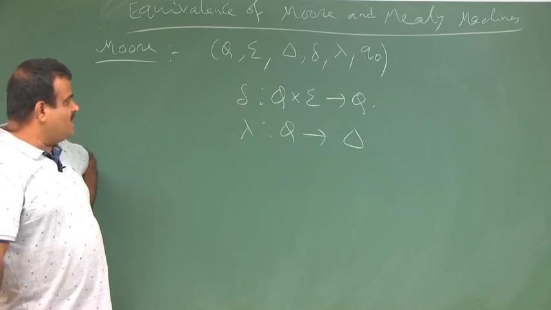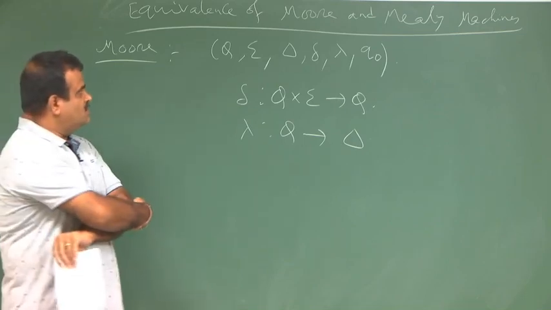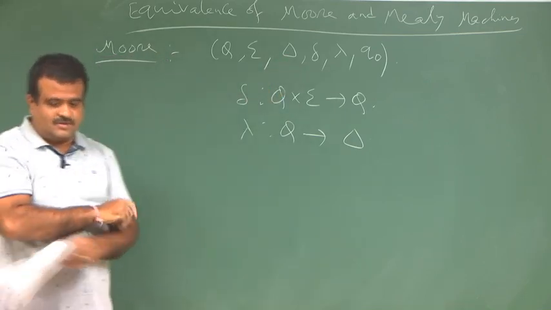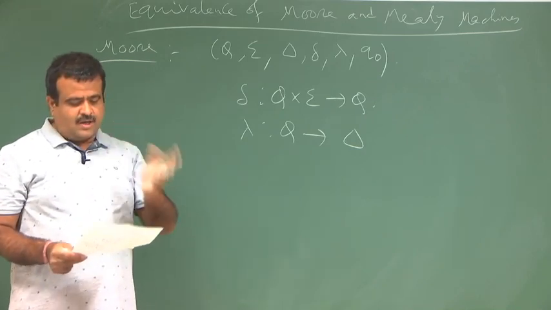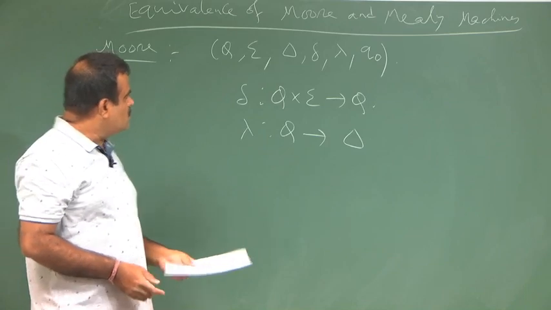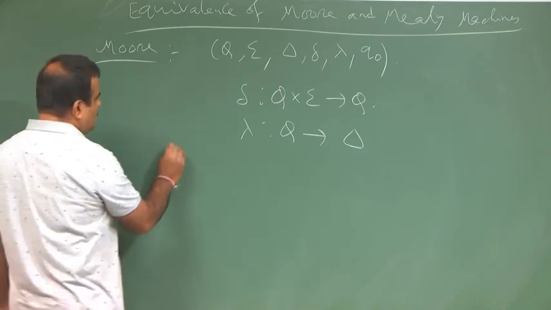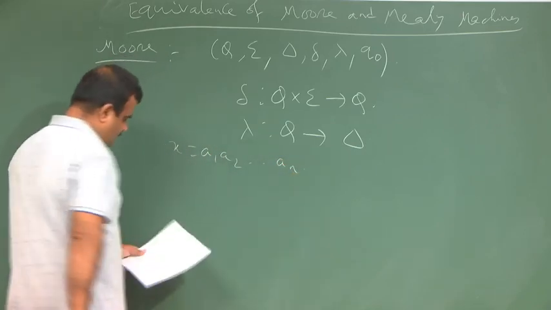So, every state is outputting an output symbol. This is the set of output symbols, everything is finite over here. So, now if we have to read a string, suppose we are going to read a string, say x equal to a1, a2, ..., an.